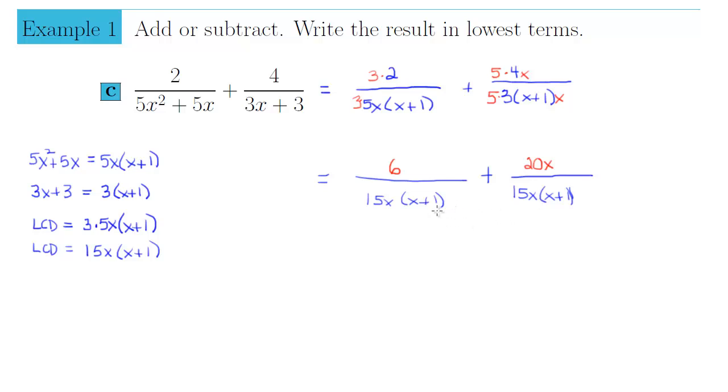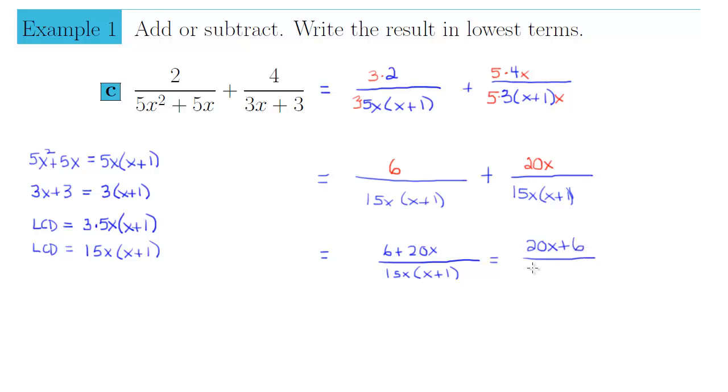We're now ready to proceed because we now have like rational expressions, and we can put these rational expressions together by combining the numerators and keeping the denominator the same. So we have 15x times x plus 1 in the denominator, our least common denominator, and in the numerator we have 6 plus 20x. And I prefer to put my variable term first, so I'm going to rewrite that as 20x plus 6.